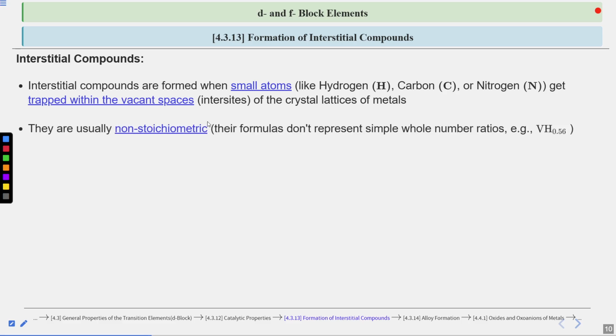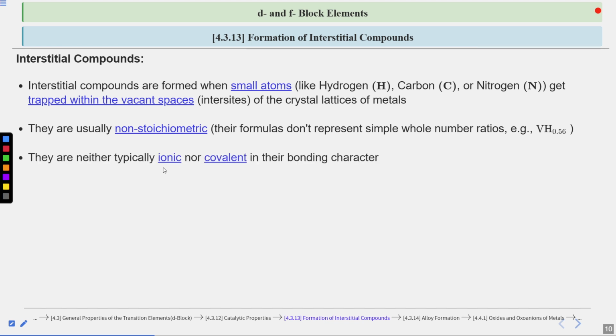They are usually non-stoichiometric, that means their formula doesn't represent a simple whole number ratio. For example, VH0.56, because the quantity that gets trapped in the vacant spaces may or may not be in a whole number ratio, right? In a proper crystal lattice of metal, it may or may not be in a proper whole number ratio. So they are usually non-stoichiometric, for example VH0.56, vanadium hydride.